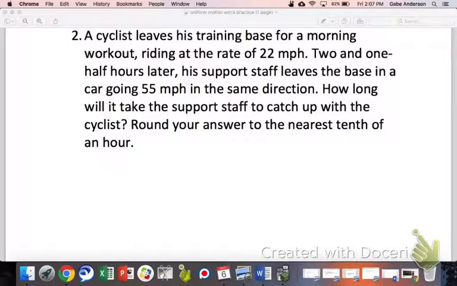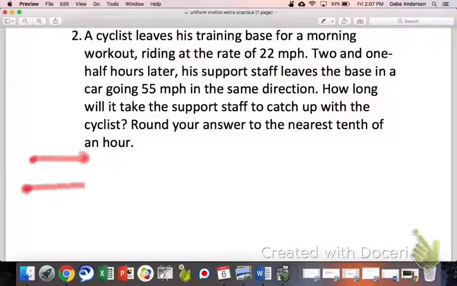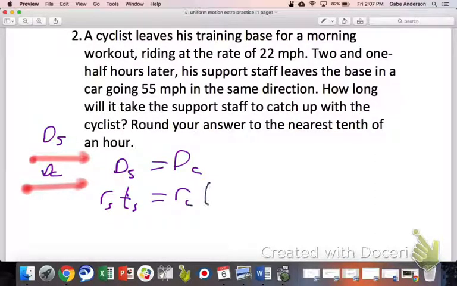So I would say, you got your distances. When we've got distance of support car, distance of cyclist, they're equal to each other, right? And so it would be rate of support car times time of support car equals RC times TC. Now the rate of the car is 55. The time is, we don't know yet. The rate of the cyclist is 22, right? I know that the cyclist started 2.5 hours before the car.